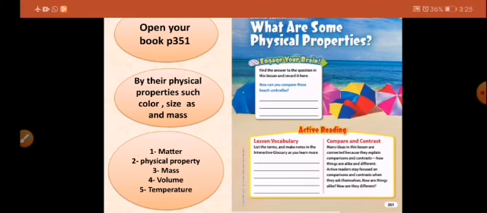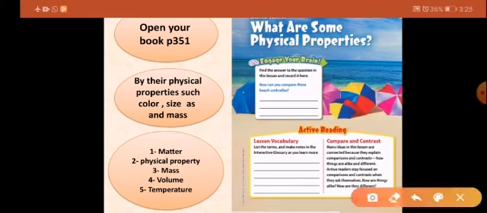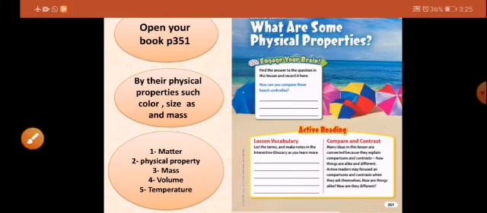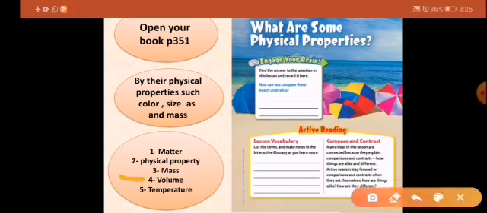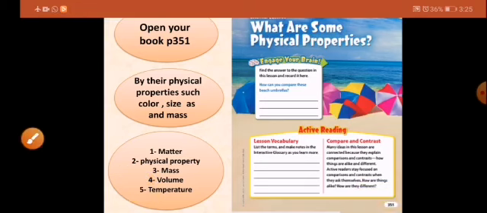For our lesson vocabulary today, please repeat the words after me. Number 1, matter. Matter. Number 2, physical property. Physical property. Number 3, mass. Mass. Number 4, volume. Volume. And the last one will be temperature. Temperature.